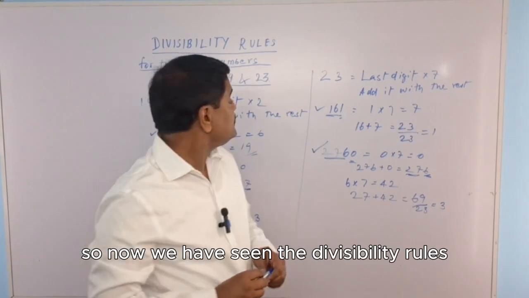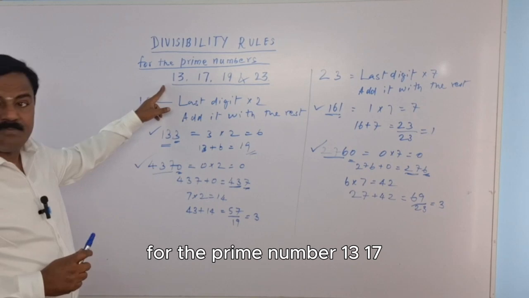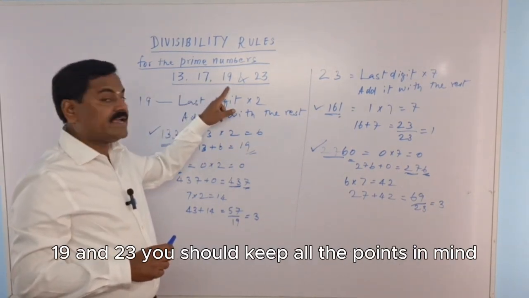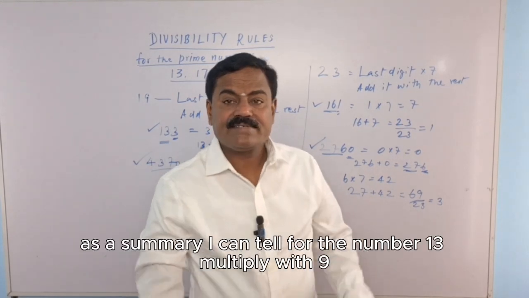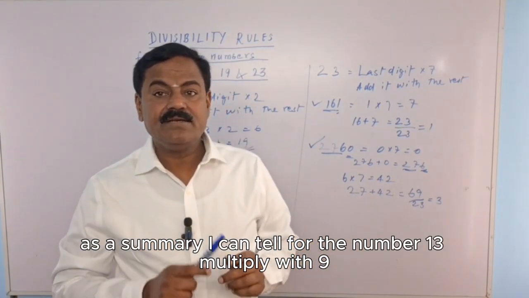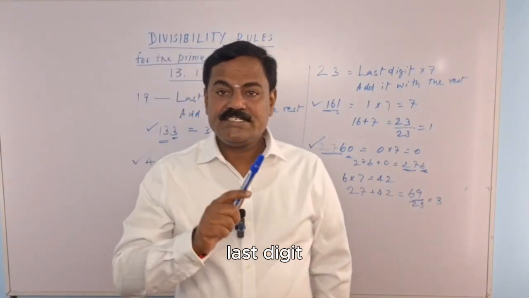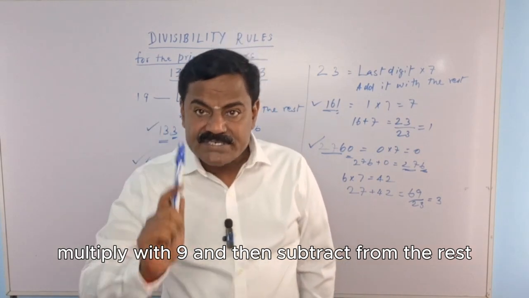Okay, so now we have seen the divisibility rules for the prime numbers 13, 17, 19 and 23. You should keep all the points in mind. As a summary, I can tell for the number 13, multiply the last digit with 9 and then subtract from the rest.